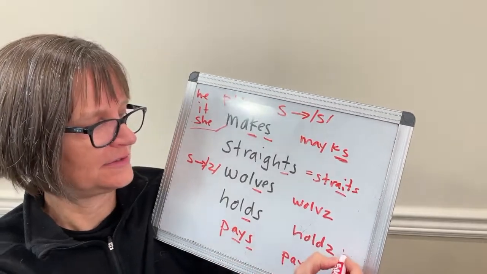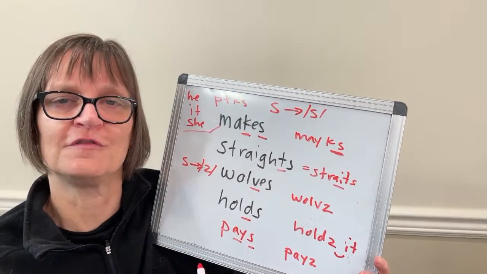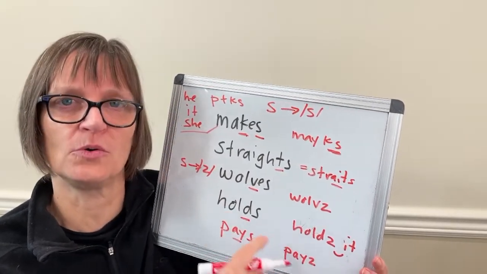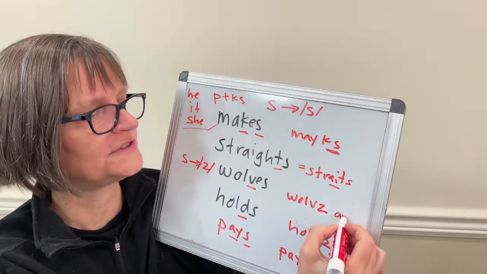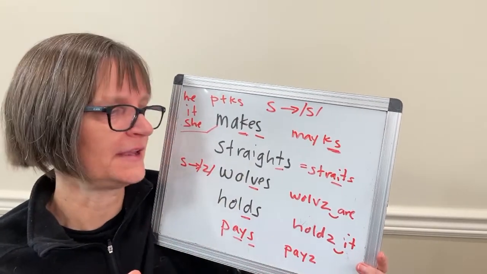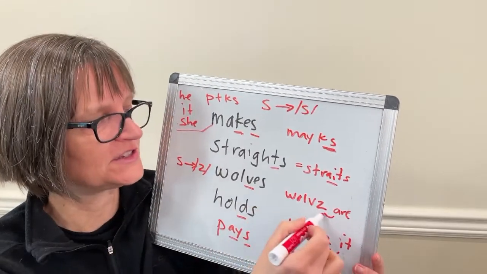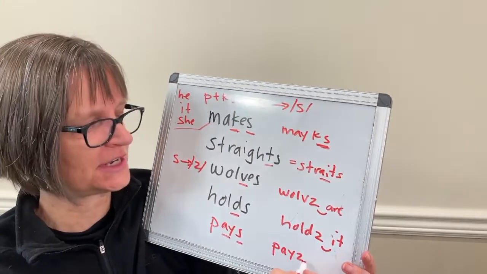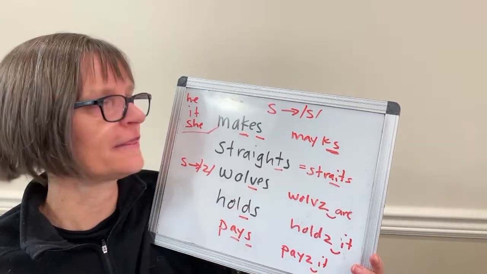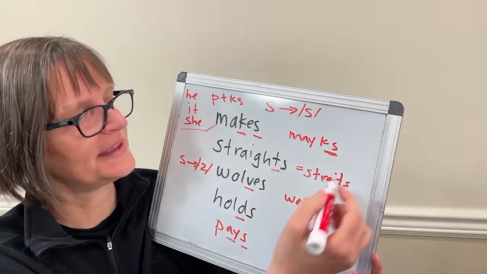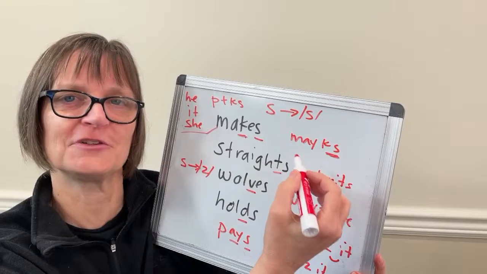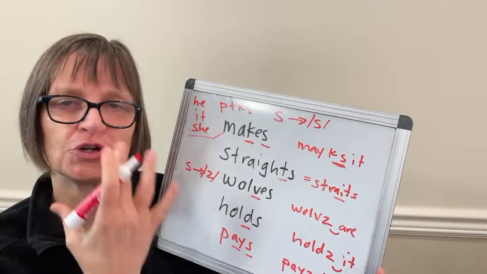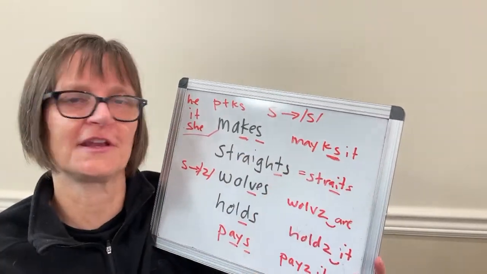For these, again, adding it to a word that starts with a vowel can be very helpful, like holds it, he holds it in his hand. Or wolves are in the forest, wolves are. It's easier to say that voiced sound as I'm connecting to another word, so that's a good strategy. Pays it, he pays it every month. Same thing here, if I'm having trouble doing that consonant cluster, makes or straights, I can say she makes it, makes it, etc. And my S sound will link to the next word.